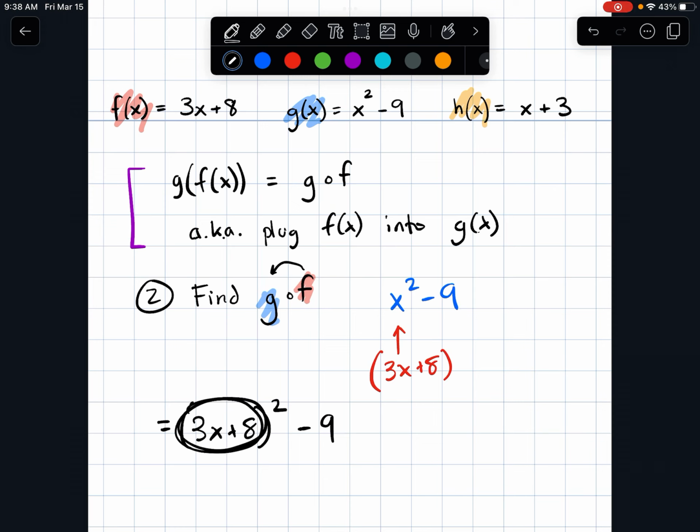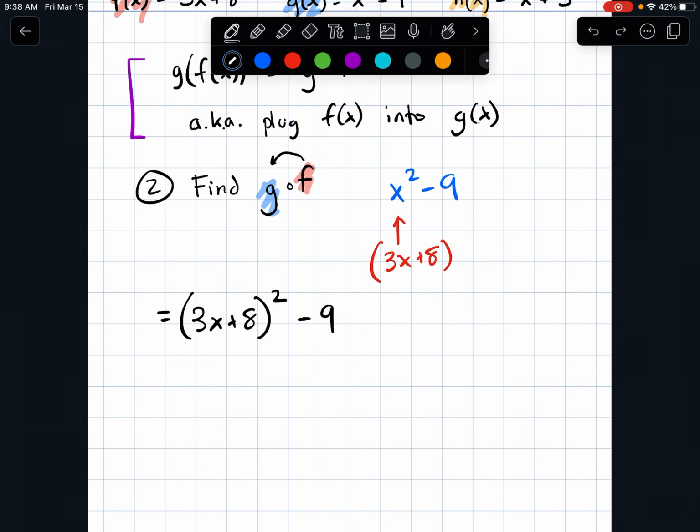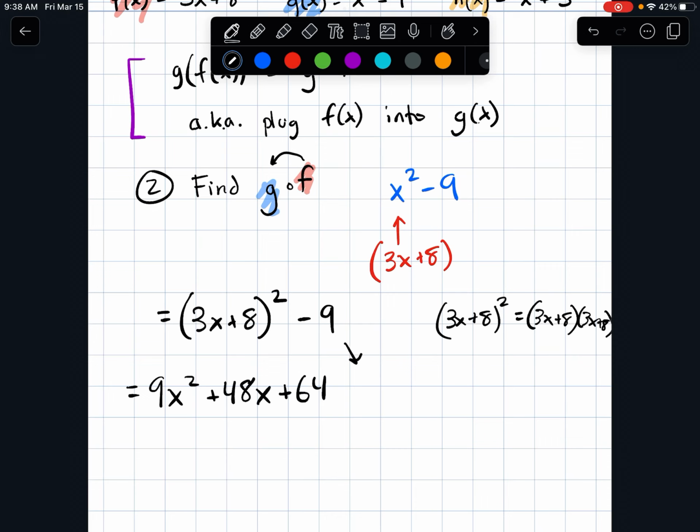All right, so again, we're taking f of x and we're plugging it in to g of x. That's g of f of x. So I just have to evaluate this. Remember that (3x plus 8) squared is really 3x plus 8 times another 3x plus 8. And so if we FOIL everything here and combine our like terms, this is going to give us 9x squared plus 48x plus 64. And then we still have this minus 9 at the end. So our final answer is just going to be 9x squared plus 48x plus 55. All right, and that would be our final answer.